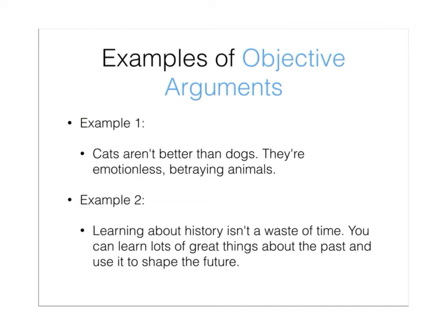Examples of subjective arguments. Example 1. Cats aren't better than dogs. They're emotionless, betraying animals. Example 2. Learning about history isn't a waste of time. You can learn lots of great things about the past and use it to shape the future.